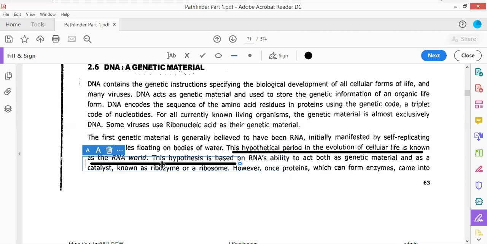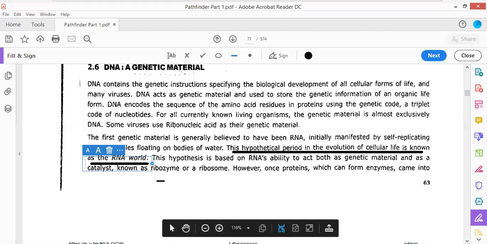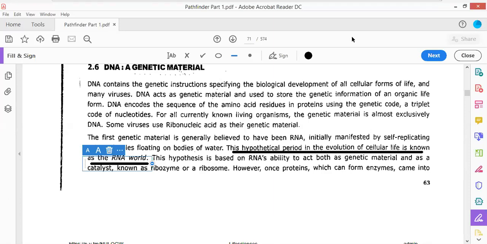Here you can find the RNA world hypothesis. This hypothesis is based on the RNA ability to act not only as a genetic material but also to act as a ribozyme. So RNA could act as a genetic material. It could also be used in the form of ribozyme.